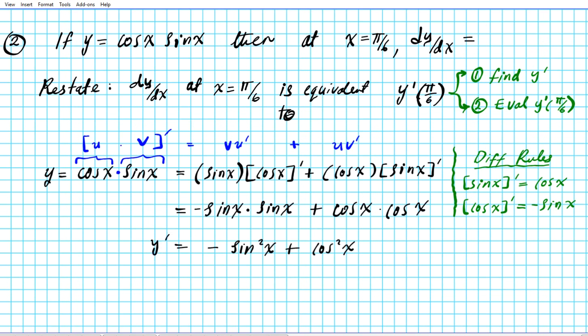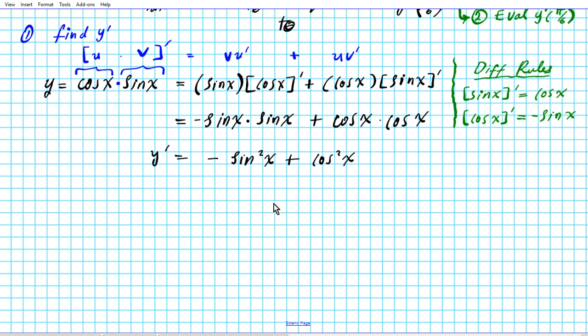So what we just did is we did the first part. Let me write it up here. So part 1 is to find y prime. Okay, and we just found y prime. We're done with the calculus step. The next part is to evaluate the derivative at pi over 6. Okay, now this problem can be solved in two ways. You can make use of your trig identities, or you can just evaluate it directly. Alright, I'll show you both methods.